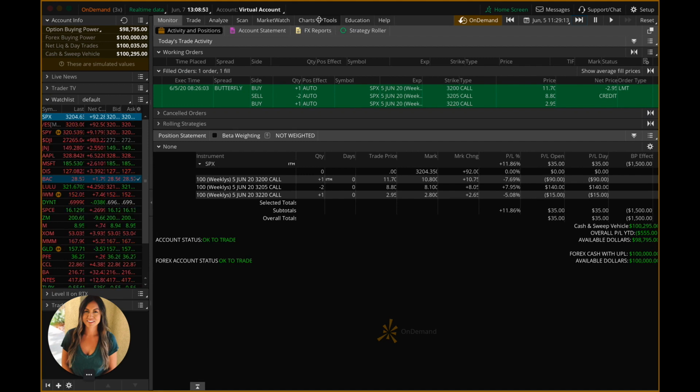So let's just go back to the chart. But you can see that your position is profitable now because there's been enough decay there, and we're still trading in this range right here.